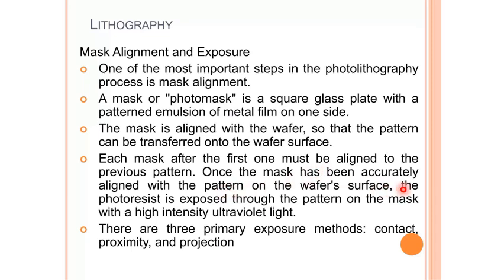Once a mask has been accurately aligned with the pattern on the wafer surface, the photoresist is exposed to the pattern on the mask with a high intensity ultraviolet light. There are three primary exposure methods: contact, proximity, or projection. These are the different exposure methods.